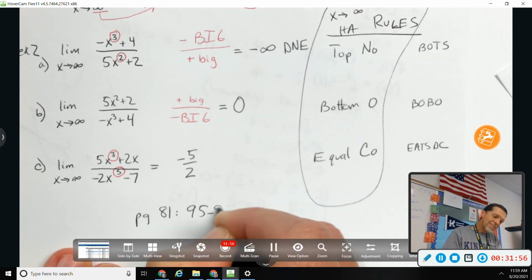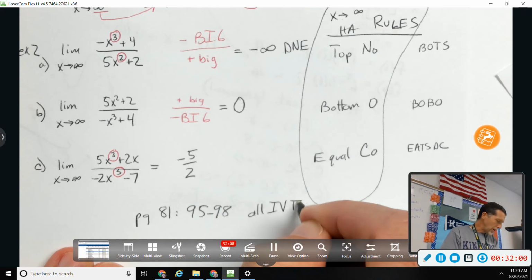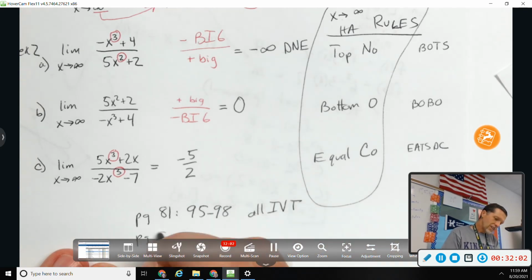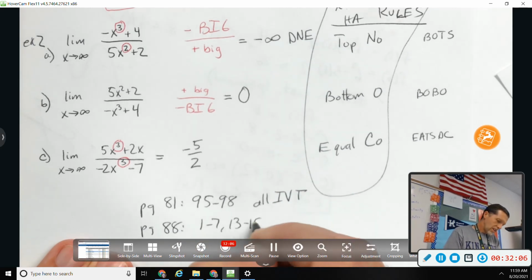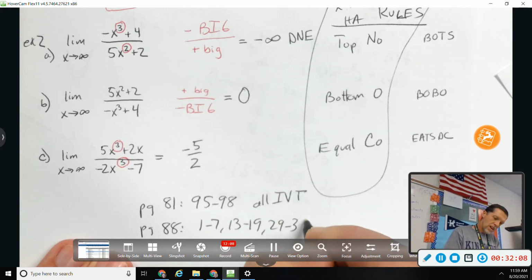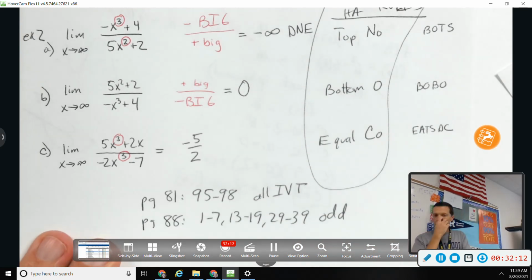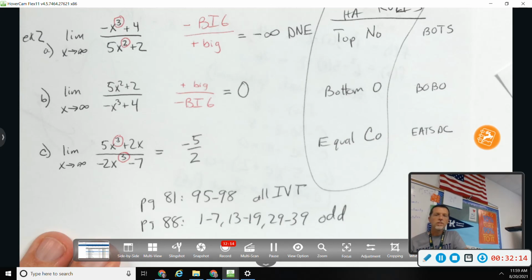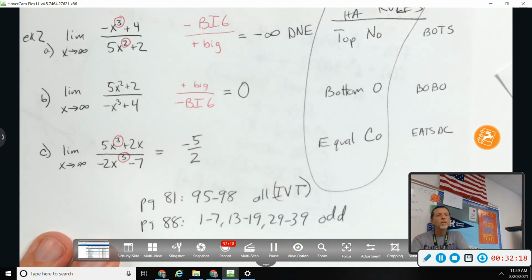Assignment is not the same as what's on the calendar, Ryan, so go with what I'm writing here. Page 81, 95 to 98, do all of them, those are the IVT problems. And then page 88, 1 through 7, 13 through 19, 29 to 39, odd.